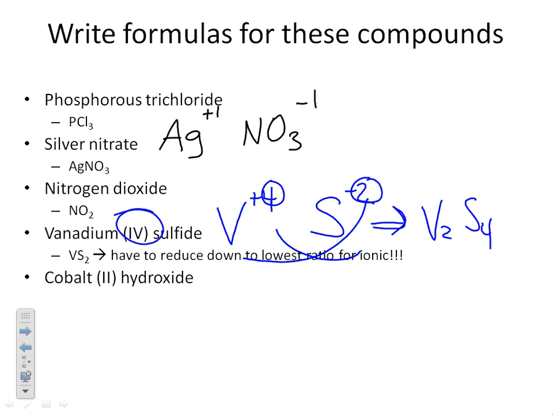And the last one, cobalt-2 hydroxide. First question, ionic or covalent? Well, you have a Roman numeral. You have cobalt. Cobalt is a metal. This is definitely an ionic compound. So think about symbols, think about charges. The symbol for cobalt is Co. The charge on this cobalt is +2. How do I know it? It tells me right in the name that this is cobalt with a charge of +2.